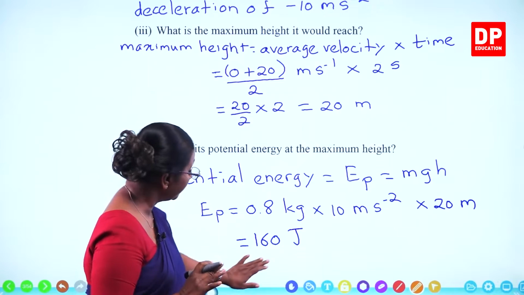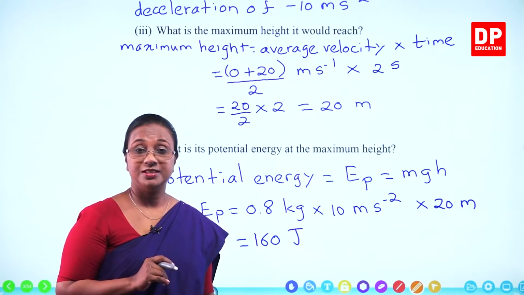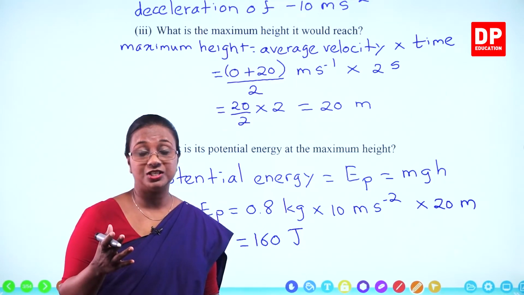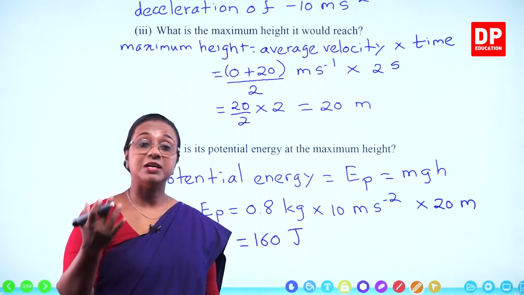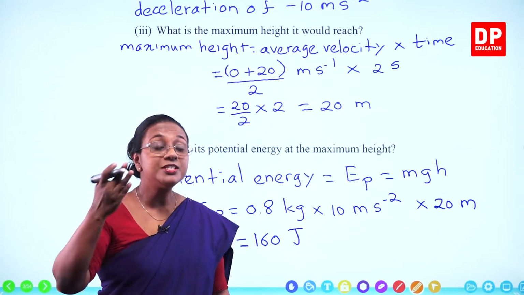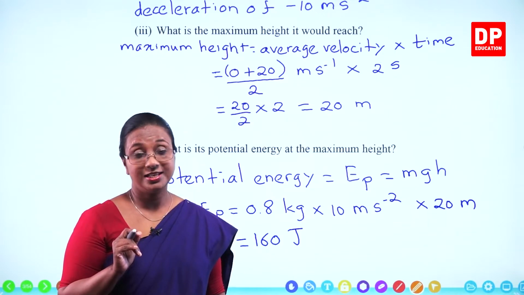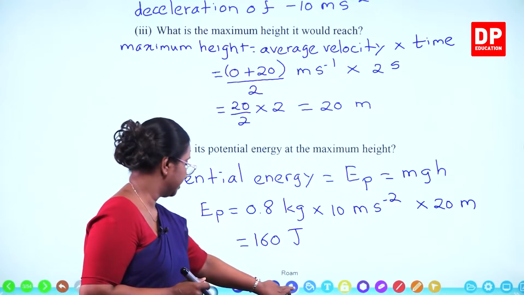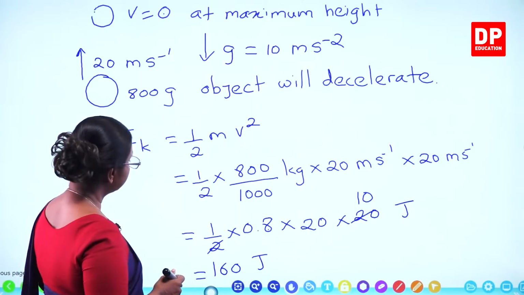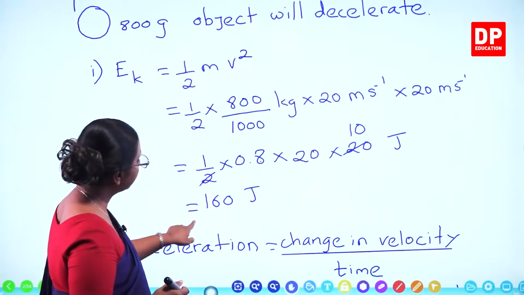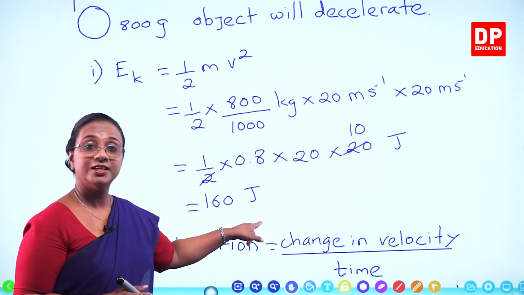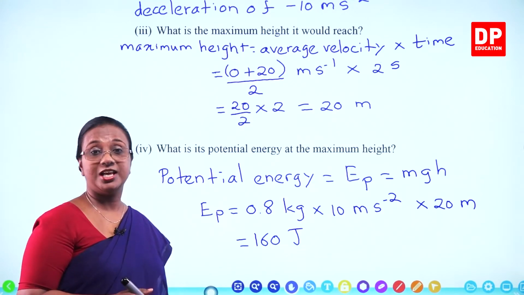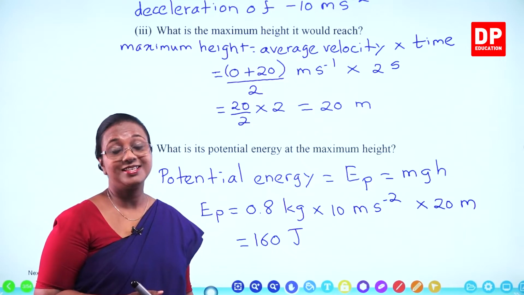Now there is something you all have to remember, students. Can you all remember, when an object moves, there is energy conversion. Usually the kinetic energy can be converted to potential energy. Potential energy will be converted to kinetic energy. So if you remember, we have calculated the kinetic energy. Here you can see we have calculated the kinetic energy. What is the value we have got? 160 joules. Now here we have calculated potential energy. That is also 160 joules.